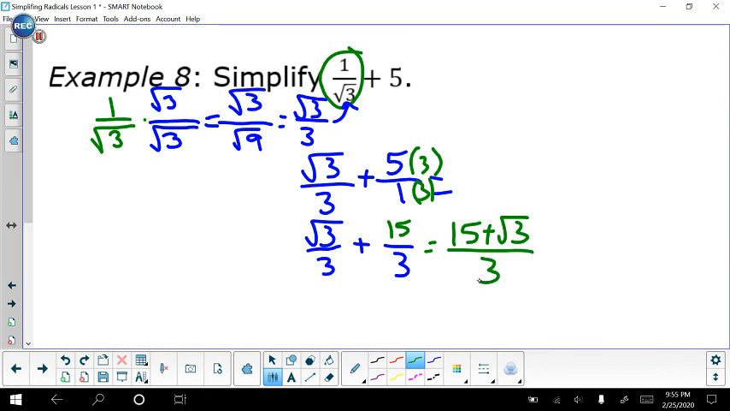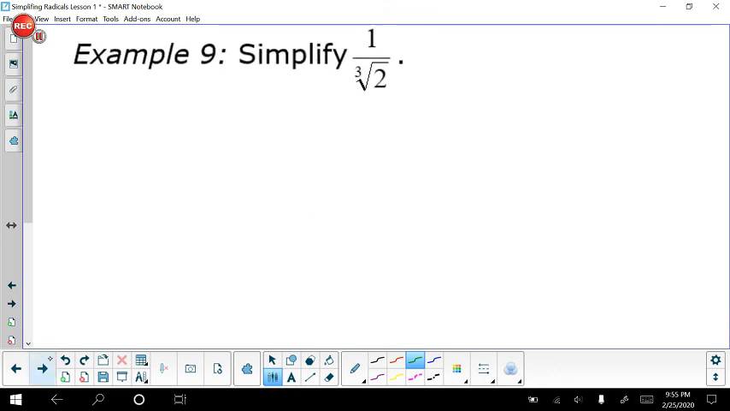Now the next step is you need to see if you can simplify any of the coefficients. Now there is a 1 in front of this radical, so that is already simplified. So 15 plus 1 divided by 3, that's simplified. You can't divide a 1/3 and make that a smaller value. You're done, okay? All right, so let's go ahead and take a look at example 9.